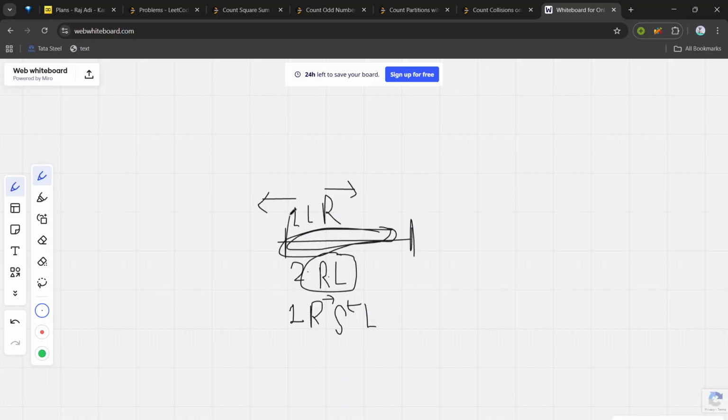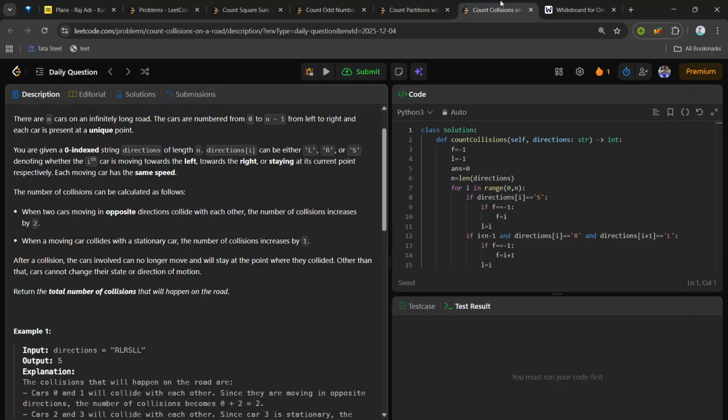And for the first position, whether it is S or RL, whichever we get first, all the cars to the right of it that are L, but where that L is not part of an RL, are going to collide with it, and we get a score of 1. So now let us see the code.